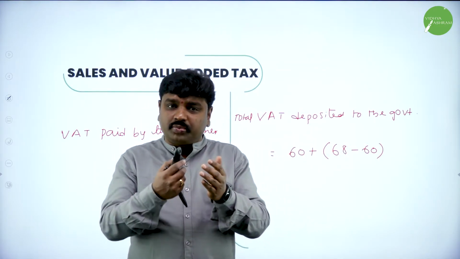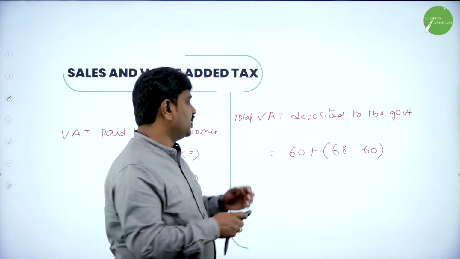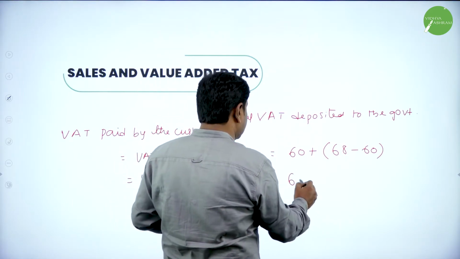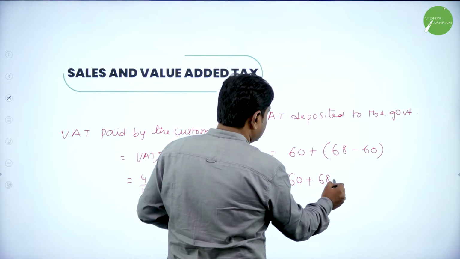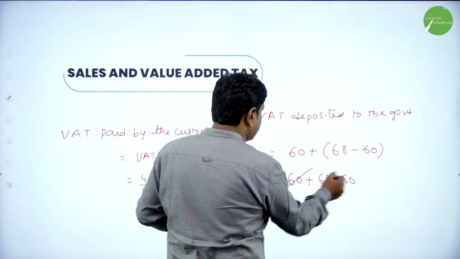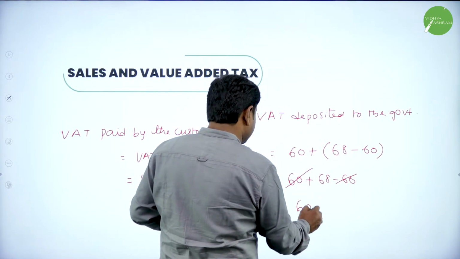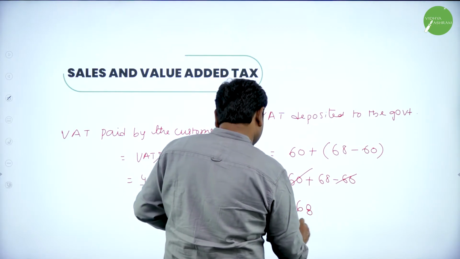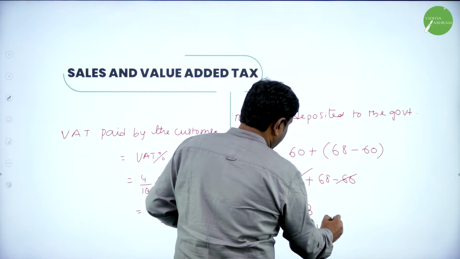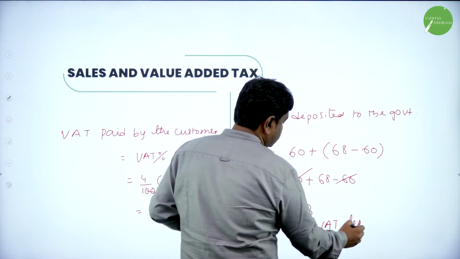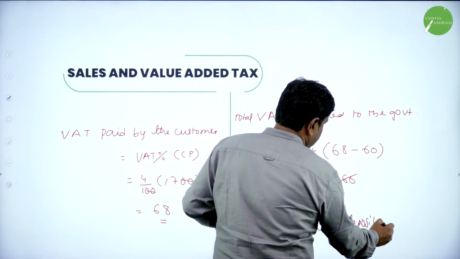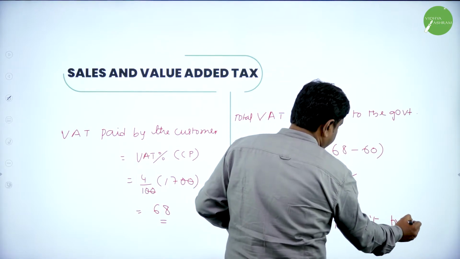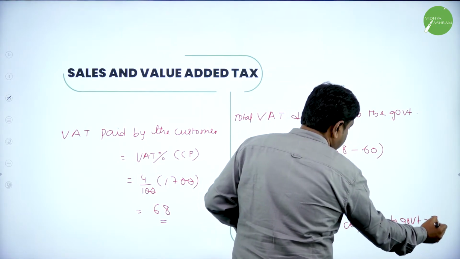From that 68 rupees, we deduct 60 and take the remaining. So that is 60 plus 68 minus 60. These two cancel. The total VAT deposited to the government is rupees 68.